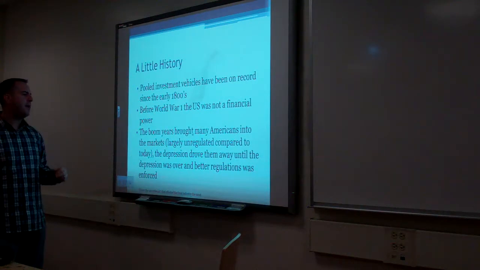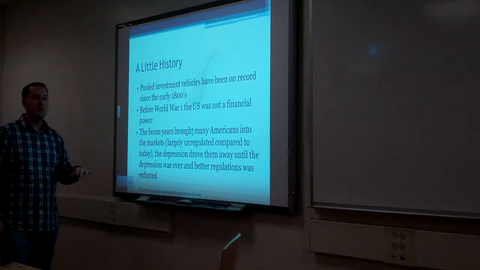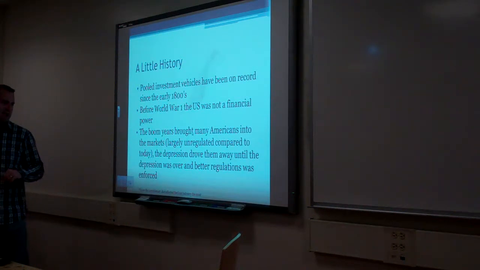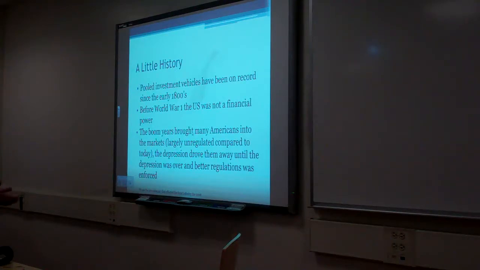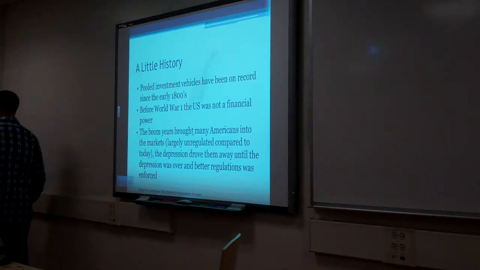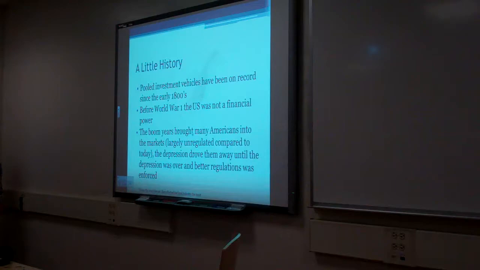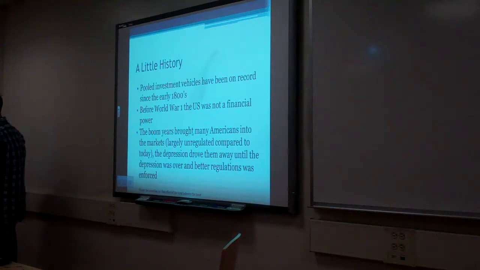The boom years brought many Americans into the markets, which were largely unregulated at the time compared to today. The Depression, on the other hand, drove people away from the markets because there was little regulation and a lot of people were getting ripped off, which was part of the cause of the Great Depression. Right? People lost confidence in the markets. When people lose confidence in the markets, credit stops flowing.